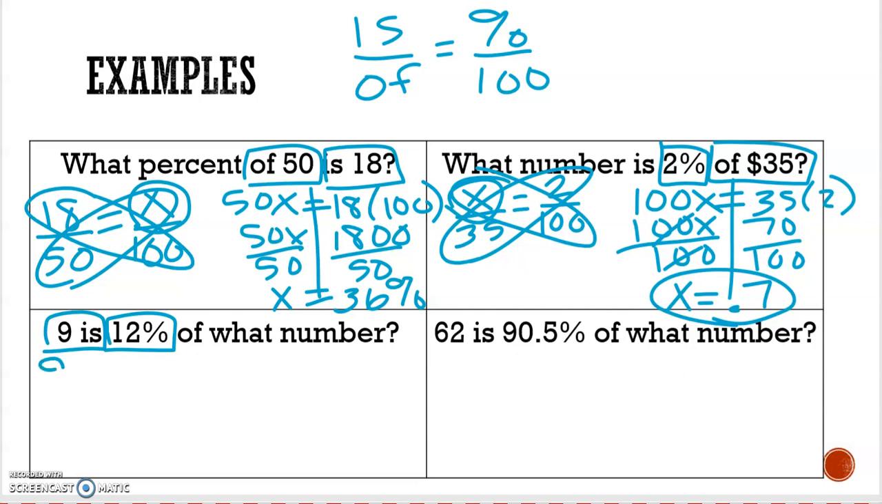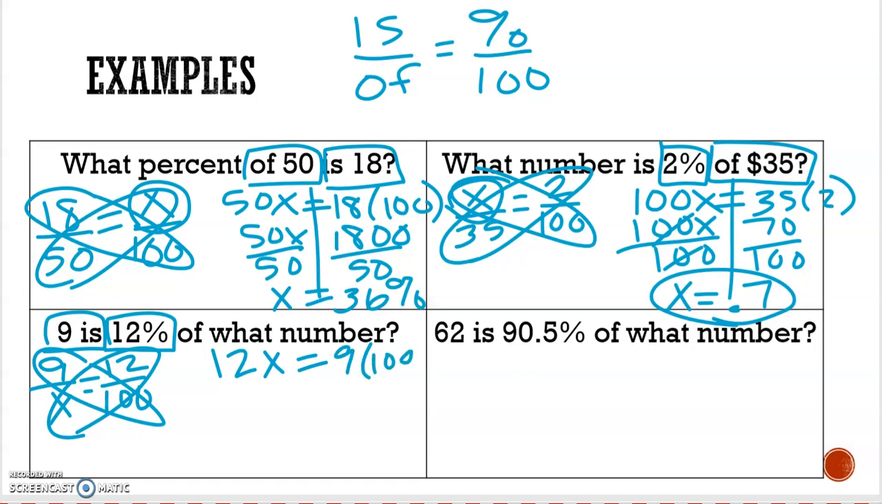Alright, so next one we have 9 is 12% of what number? So 9 is, so 9 goes on top, the 12 goes in the percent spot, and then 100. I like to fill in all the numbers where they go, and then whatever's left over, I just put the X in that spot. So I don't have to think any more than just reading the problem. Alright, so I'm going to do my cross multiplying. So I have 12 times X is 12X, and then 9 times 100. Okay, so I have 12X, bring that down. 9 times 100 is 900. Divide both sides by 12, and I have X equals 75.